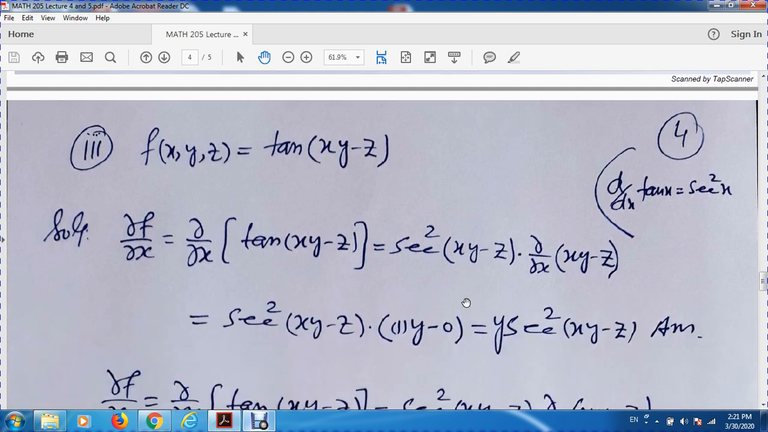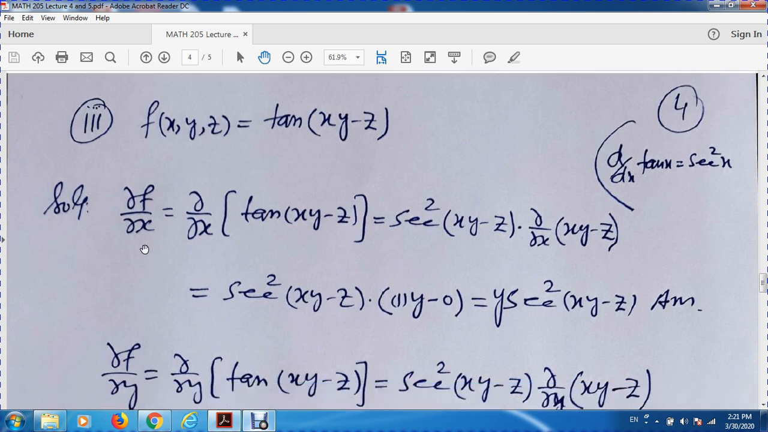Now we can solve another example, your third part. So your function is given as f of xyz is equal to tangent xy minus z. So now the derivative with respect to x of the tangent. First we write the derivative of the main function. The derivative of tan x is secant square x. So the derivative of tan will be secant square, and the same xy minus z.